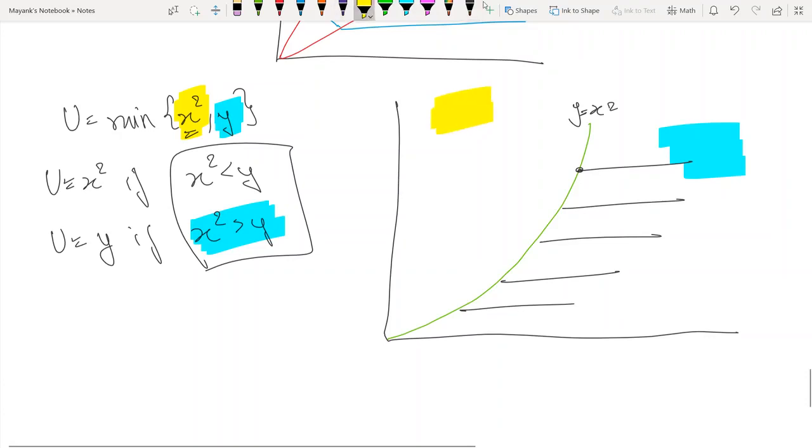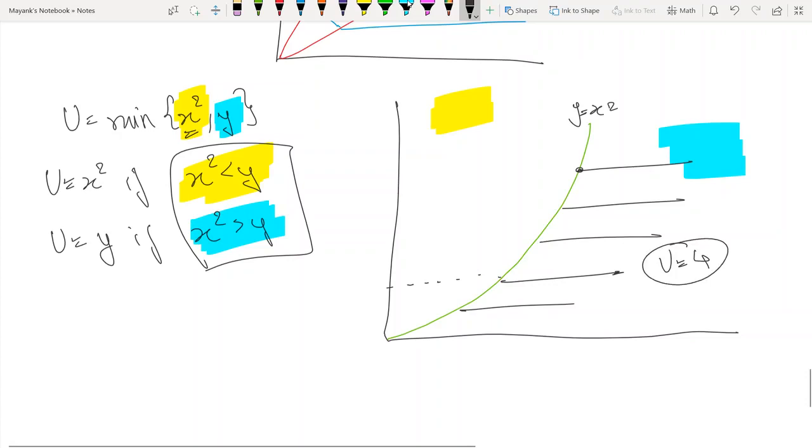Now above is the region where x square is less than y. In the region to the left, the function reports x square. So all the points with the same x square value will have the same utility. So what can you say about the indifference curves? What will they look like? Let's try to imagine utility level 4. So this is the utility level 4 line, the y equals 4 line.